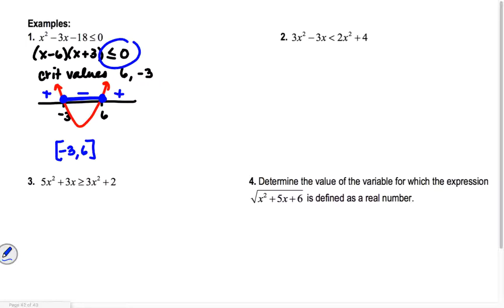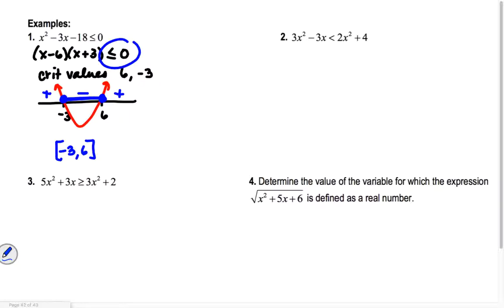So could you go through the process and plug in numbers in each interval? Sure. I could pick -4 and plug it in here and have a negative times a negative, which is positive. That doesn't work. We wanted less than or equal to 0. I can plug in 0. 0 minus 6 is negative. 0 plus 3 is positive. Negative times a positive is negative. That does work. So any number I would have picked between -3 and 6 would work.